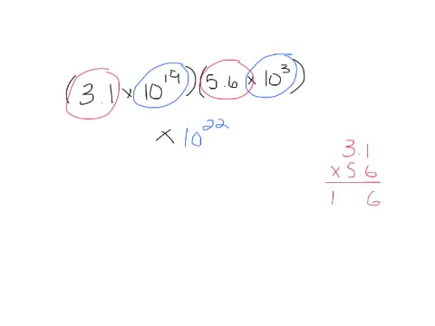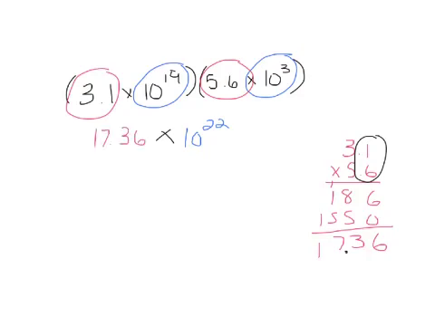Okay. So once I multiply these out, I get 1736. Keeping in mind that I've got the 2 decimal spots, so I get 17.36. So at this point, I get 17.36 times 10 to the 22nd power. But it's going to be important to look at this and realize that 17.36 is not a number between 1 and 10.